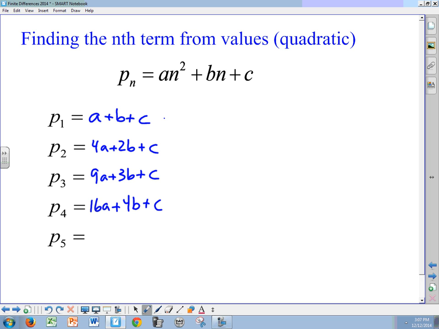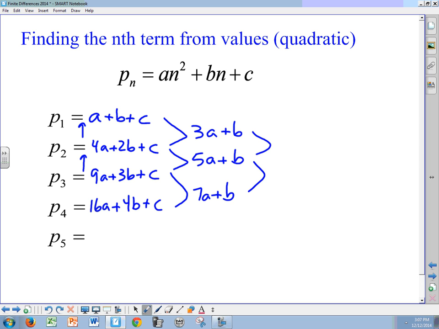And finding the first layer of finite differences, we know it's not going to be constant. But if we subtract upward, we end up with 3a, and then 2b minus b is just plus b, and the c's drop out. And in the second case, right over here, we end up with 5a plus b again, and then this turns out to be 7a plus b. And our second layer gives us just 2a.